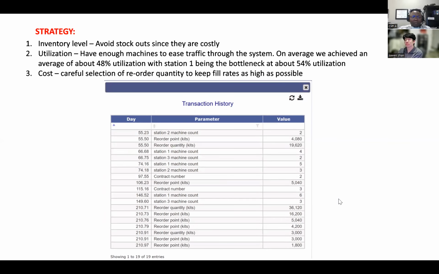In the snip below are the different steps we implemented. For each of these steps, the factors shown above play a key role. We realized stockouts are expensive and tried our level best to avoid such situations. Utilization was important too. We need enough machines to ease traffic through the system and avoid bottlenecks. And last but not the least, cost. Careful selection of reorder quantity at an optimal cost to keep fill rates as high as possible was key.